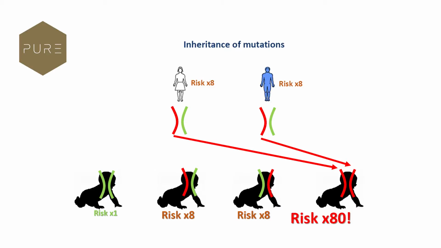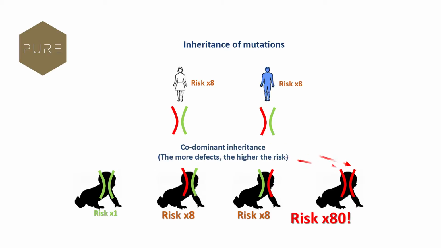So by having two parents which have an 8-fold risk of developing thrombosis, you can get anything from no risk to 80-fold risk, 10 times higher than the parents. And this is, as I said, codominant inheritance. The more genetic defects or genetic variations you have, the higher your risk.